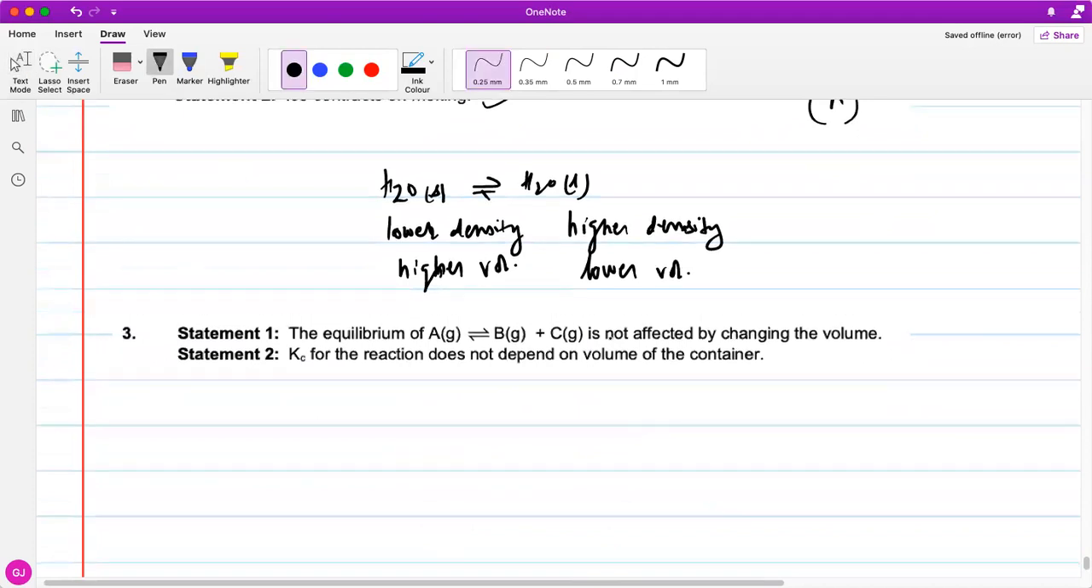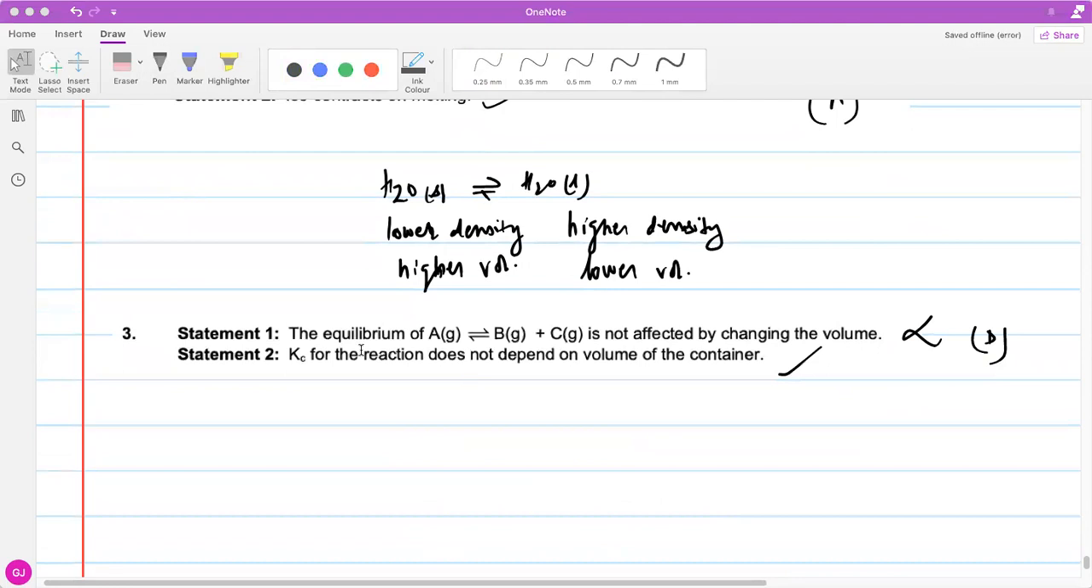The equilibrium is not affected by change in volume. Well, it is incorrect. Here delta Ng is positive, so equilibrium is going to be affected. Right? Kc of the reaction does not depend upon volume of the container. Yes, this is correct statement. Kc or Kp depends only on temperature.